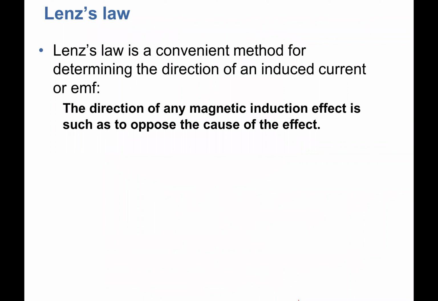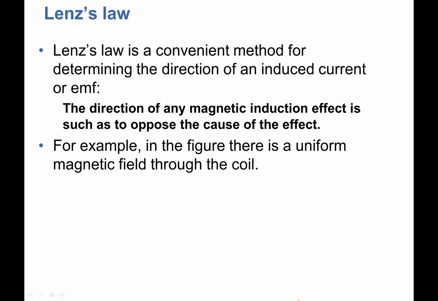All right, so let's summarize all this. Lenz's law is a convenient method for determining the direction of an induced current or the EMF. And the direction of any magnetic induction effect is such as to oppose the cause of the effect. So that's the key: oppose the cause of the effect.